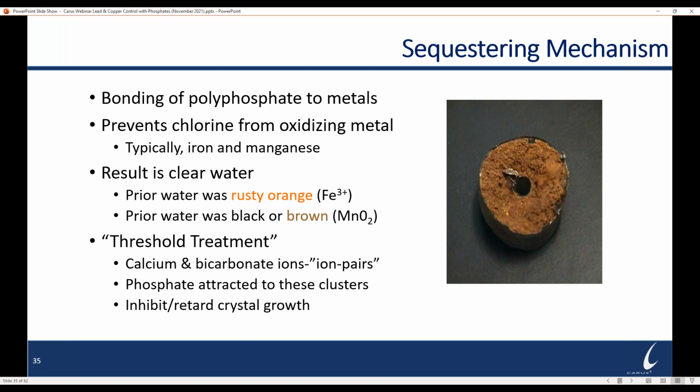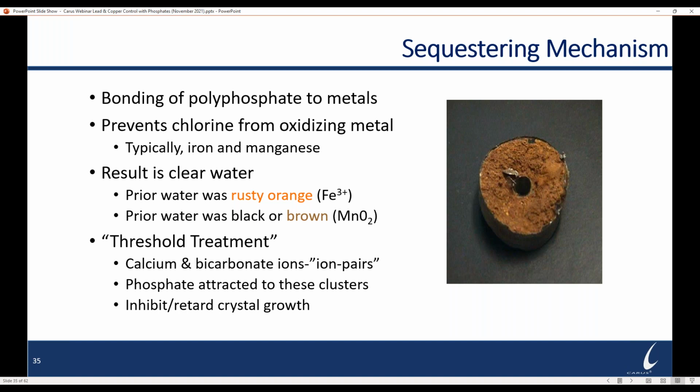You might also have issues with sequestering besides corrosion control. So in this case, you might want to feed a polyphosphate for sequestering of metal content. What you're trying to prevent is either dissolved oxygen or chlorine from oxidizing the metal and precipitating it out of solution in the case of iron and manganese. The idea being you have clean, clear water, whereas if you had iron that would precipitate, you'll have rusty orange water. If you had manganese in the water, you would get black or brown discolored water in the system.